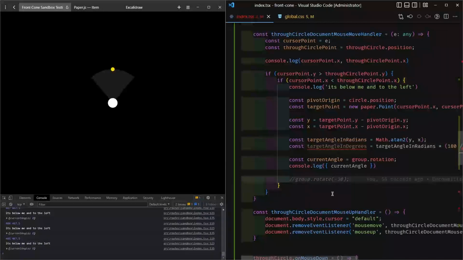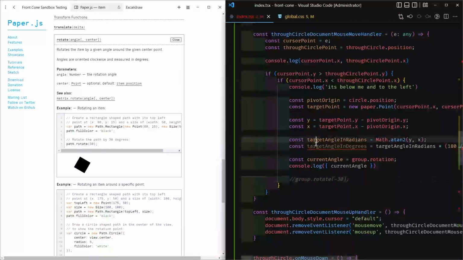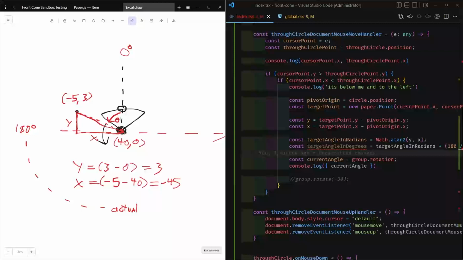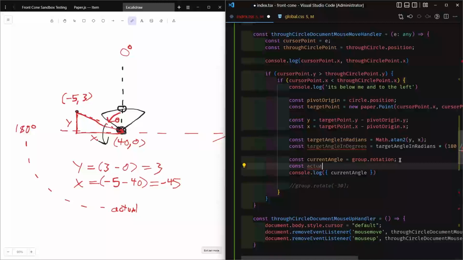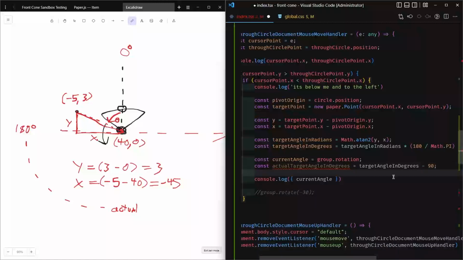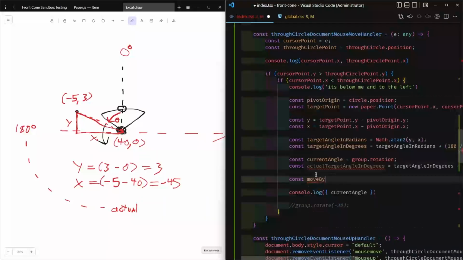Basically, we need to find group dot rotation. Right, it's at 0 right now. Meaning that if we have 180, we basically just need to subtract. So const actual target angle in degrees equals target angle in degrees minus 90. So that's the actual target angle. And then we need to subtract that by the current angle. Let's make move by angle equals actual target angle in degrees minus current angle.